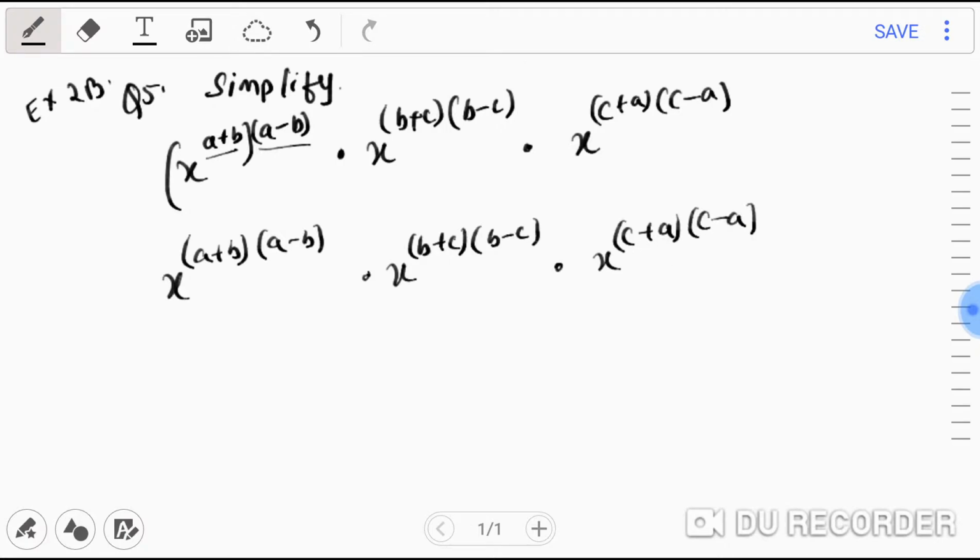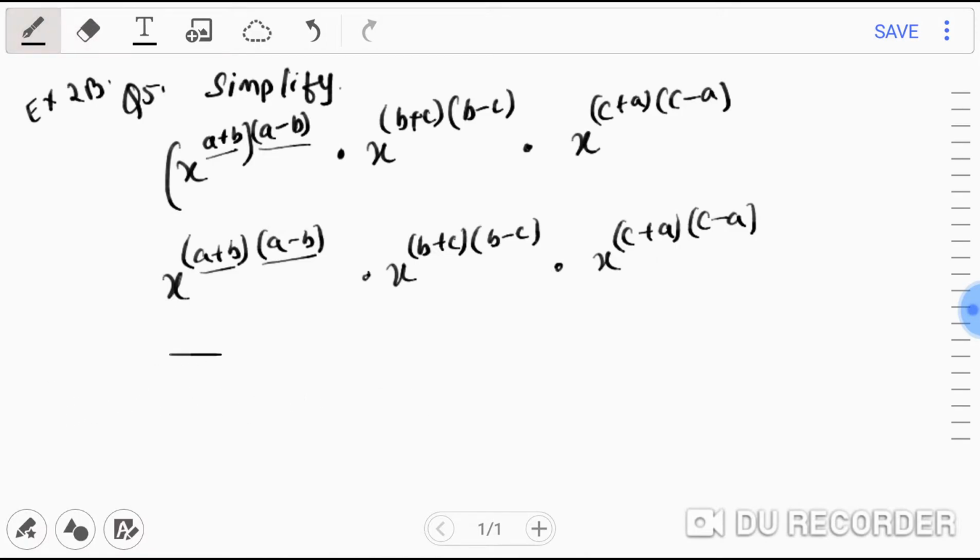And as I said, if you have the same terms with multiplication and the opposite sign should be there, then you can use the identity. For example, you have a plus b, a minus b. You can use the identity a square minus b square. Okay.